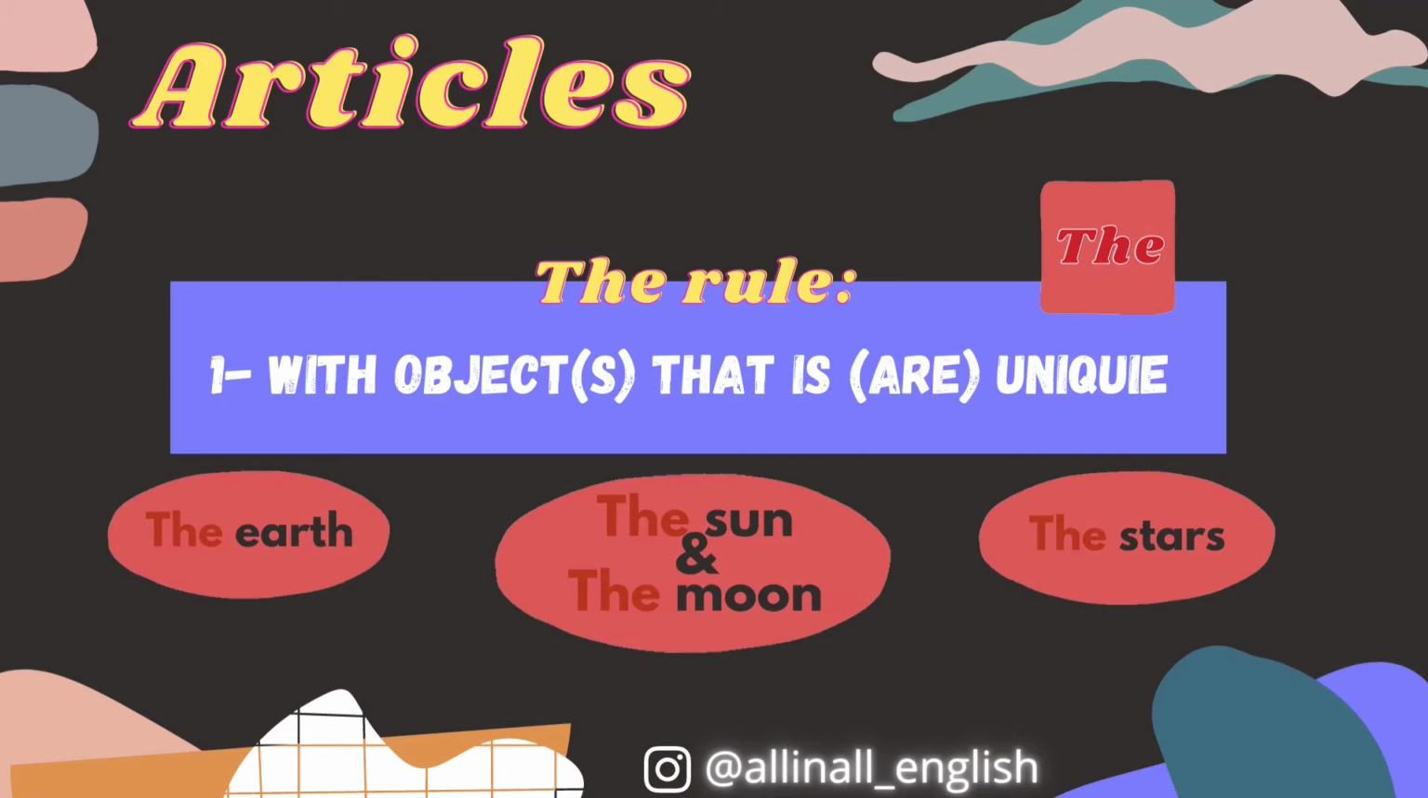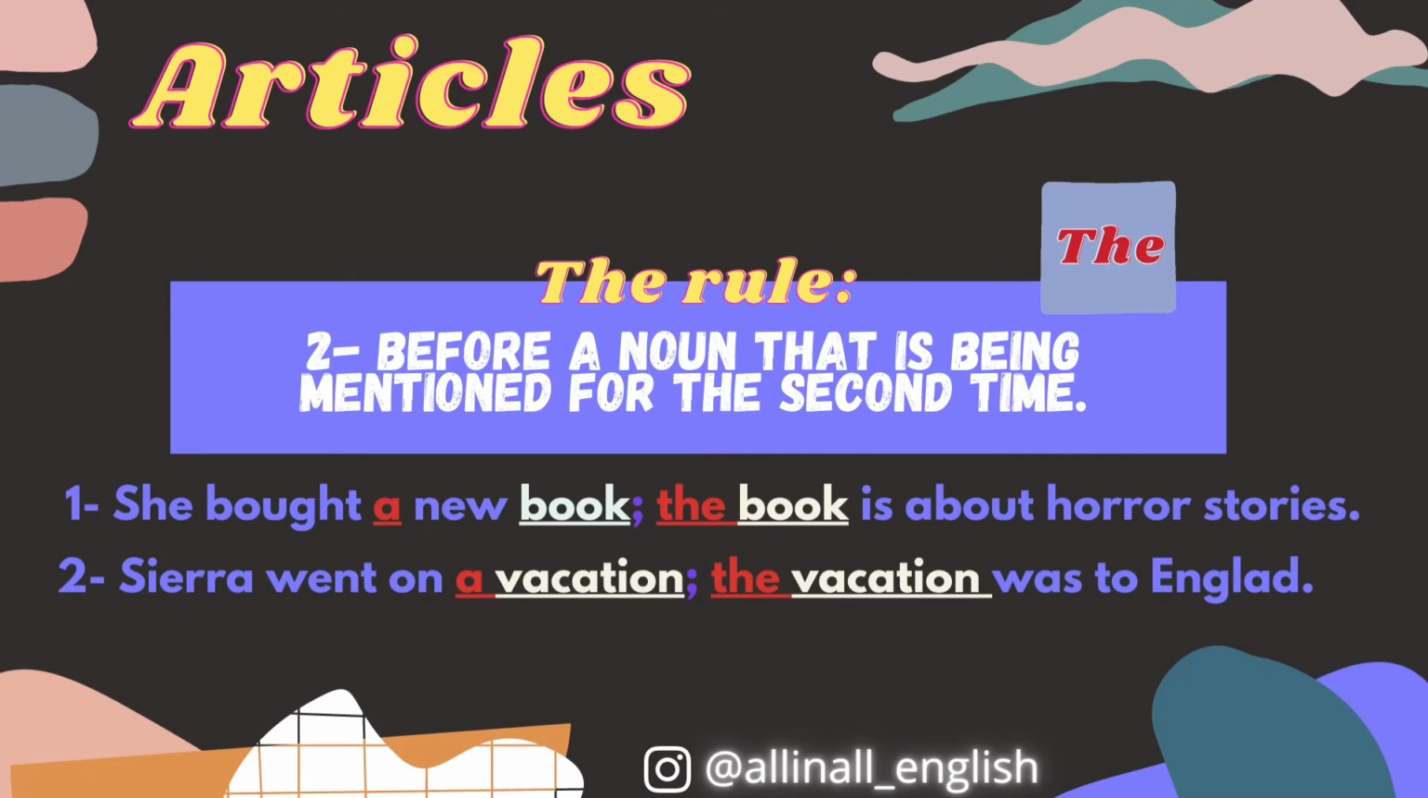Now let's move on to the second case of the article "the", which is used before a noun that is being mentioned for the second time. Let's see some examples. She bought a new book. The book is about horror stories. We can see in the first sentence, where we mention the word book for the first time, we use the article "a" with it, so we said "a new book". But in the second sentence, where we mention the word book for the second time, we changed that article to "the", so we said "the book".